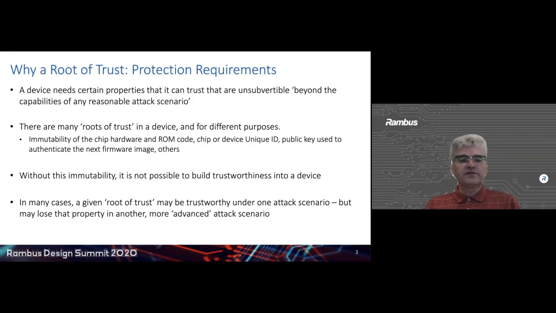In a device, you can see many roots of trust, and they typically could also have different purposes. One thing is immutability of the chip hardware and the ROM code itself. That already provides a trust foundation. ROM code unchangeable, chip hardware unchangeable. So you can actually trust that the design that you built and put in hardware is doing what you want it to do. Chip and device unique IDs, public keys used to authenticate next firmware, and all kinds of other implementations or assets could be part of that root of trust.